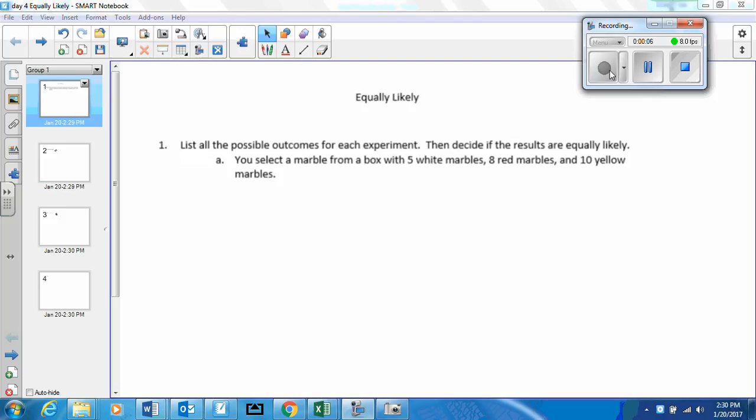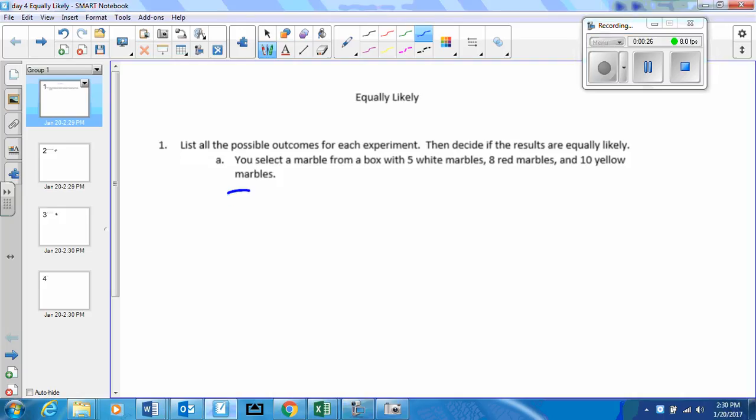This will help you decide when outcomes for an event are equally likely or not. So question 1 says list all the possible outcomes for each experiment, then decide if the results are equally likely. You select a marble from a box with 5 white marbles, 8 red marbles, and 10 yellow marbles.